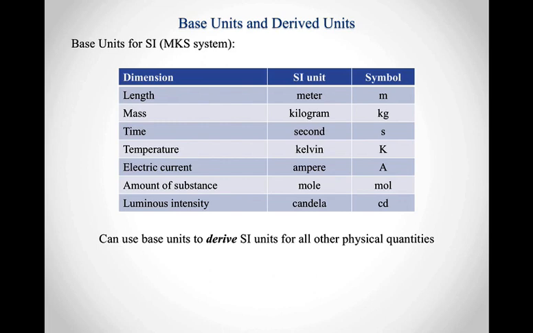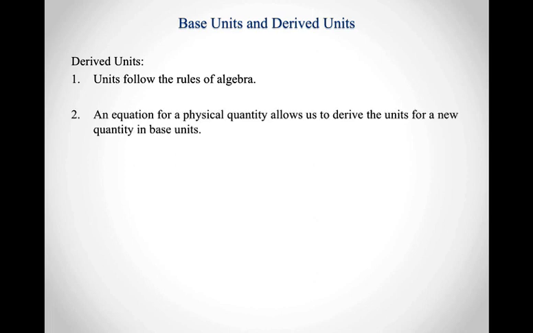So when we think about derived units, there are a couple rules that apply. The first is that units follow the rules of algebra. So if you've got meters over meters, that cancel. If you've got meters times meters, that's meters squared, right? So the basic rules of algebra that we already know, we can use those for units. And then the second thing is that we're going to be able to take an equation that helps define a physical quantity and think about the units in that equation to derive the units for some new quantity, generally in terms of their base units.